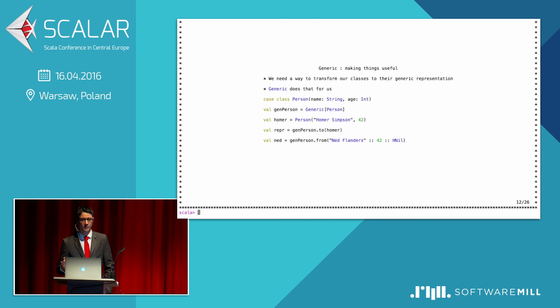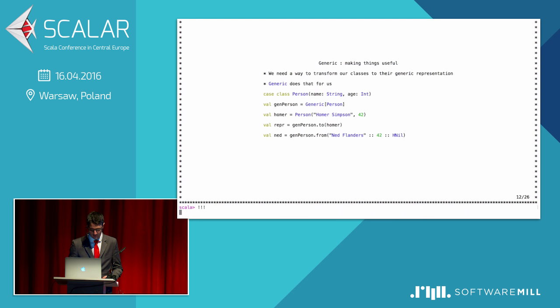Generic takes a case class and provides two methods. The method to that takes an instance of the case class and returns a HList, and the method from that takes a HList of the right type and returns an instance of the case class. Okay, so it goes back and forth into the generic world.